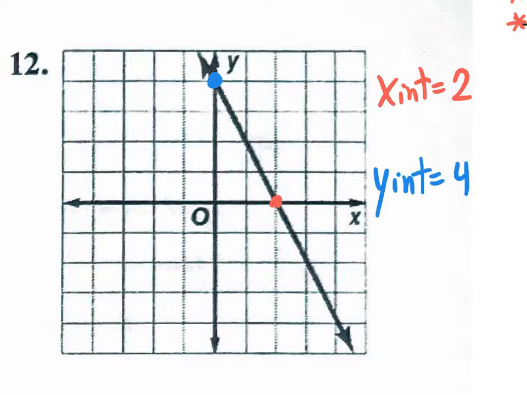And that's it. Now, if you wanted to give your x-intercept as a coordinate, that would be the coordinate 2 on the x, 0 on the y. If you wanted to give your y-intercept the value of 4 as a coordinate, that would be 0 on the x and 4 on the y. Okay? Easy.